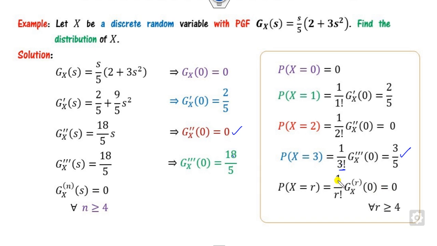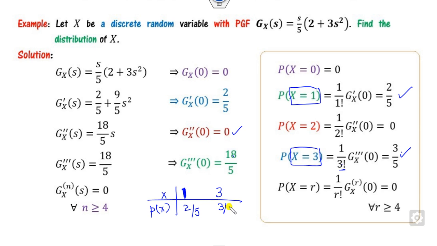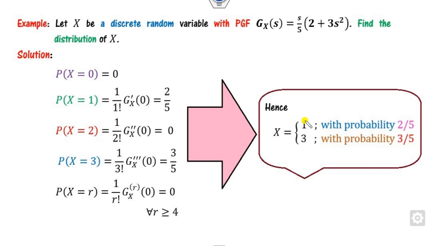So what do you conclude from here? Whenever X is equal to 1, it's a finite answer, and X equal to 3 is a finite answer. It means the corresponding probabilities are 2 by 5 when X is 1 and 3 by 5 when X is 3, and you can see that it's a PMF. Why? Because the sum of them is 1. So X takes the values 1 and 3 with probabilities 2 by 5 and 3 by 5.